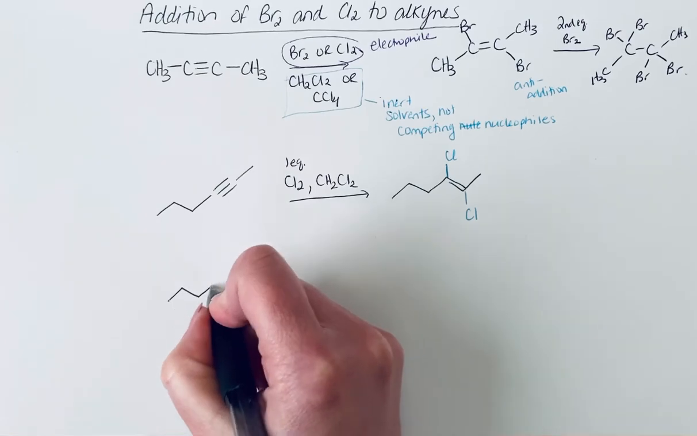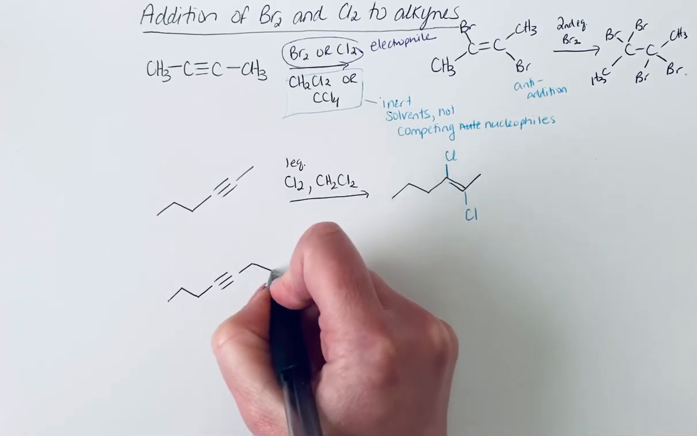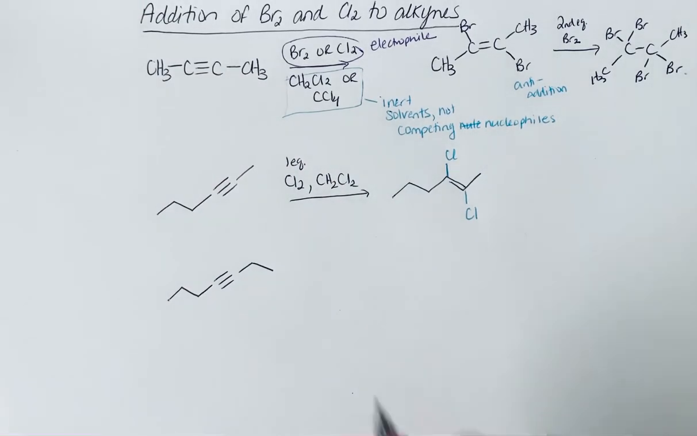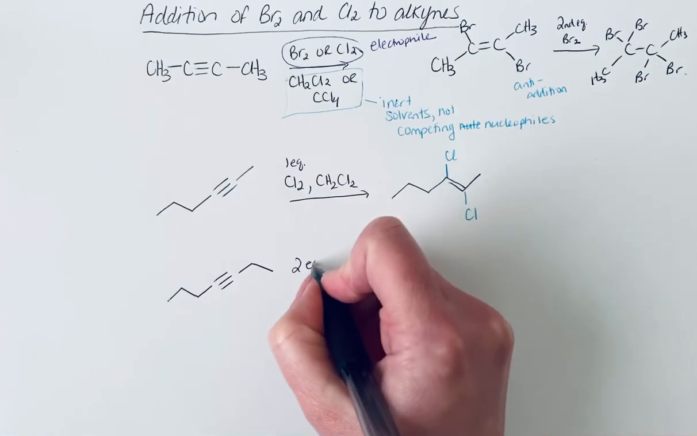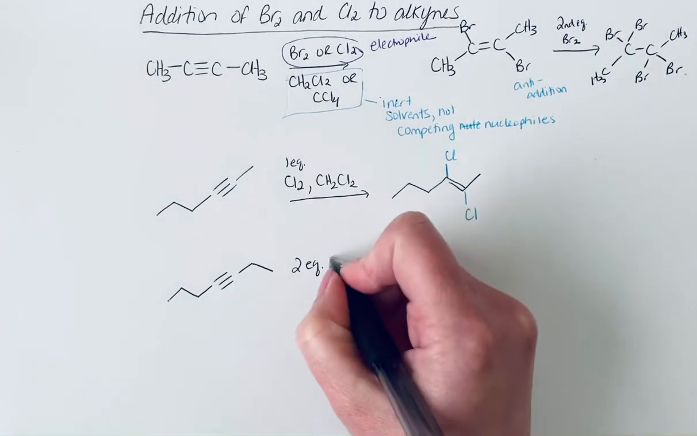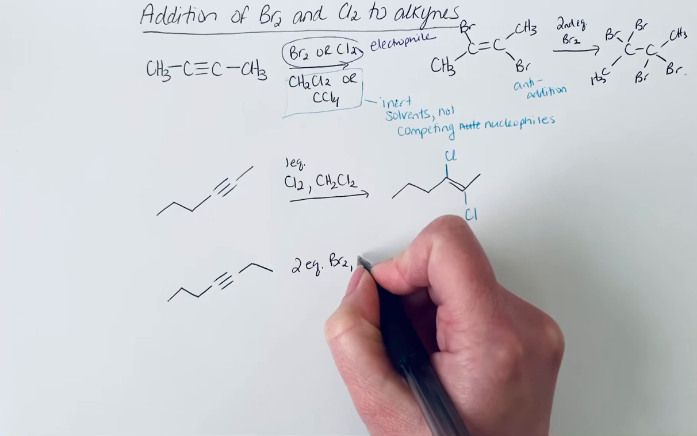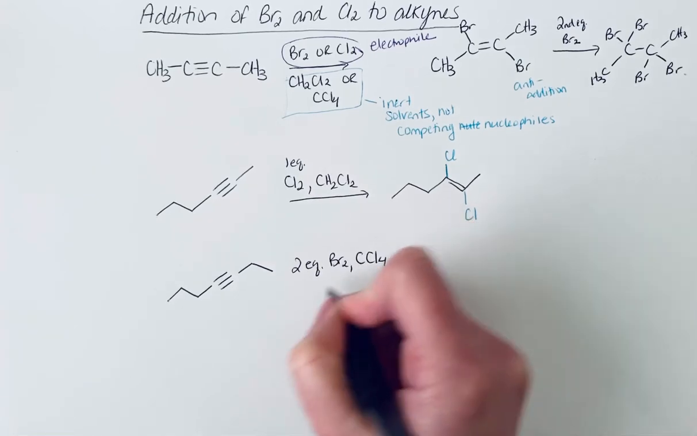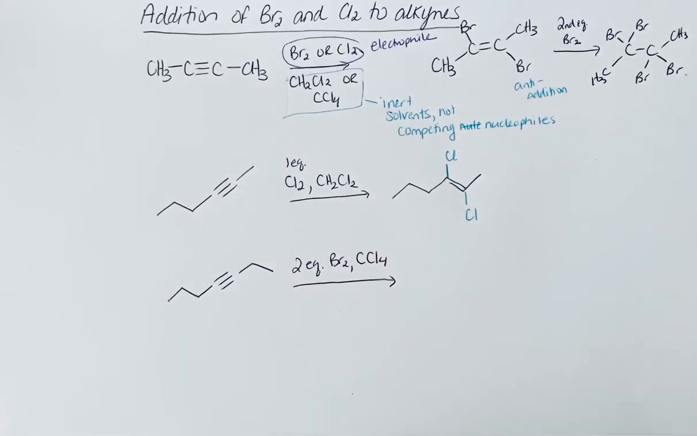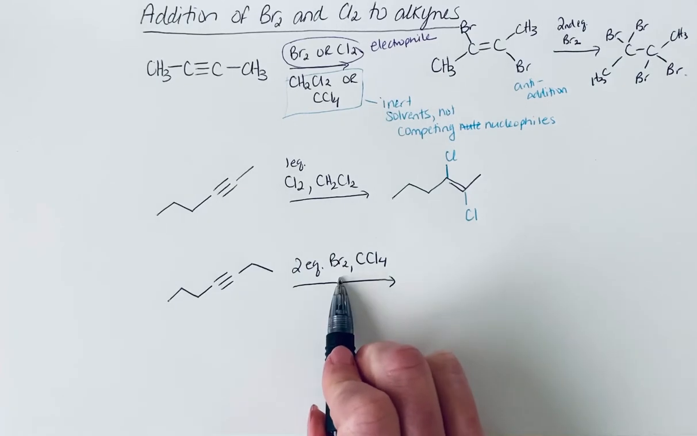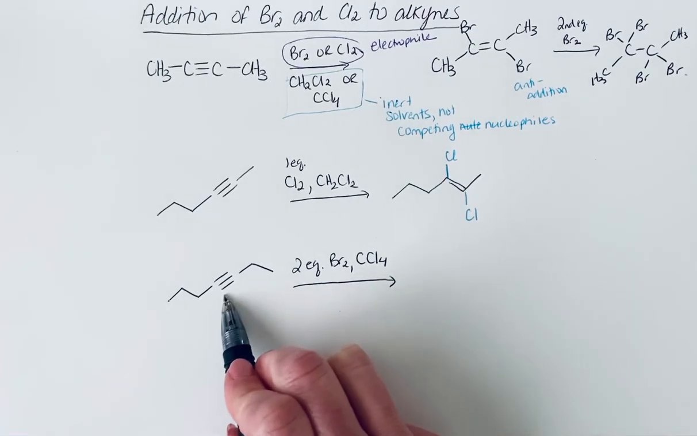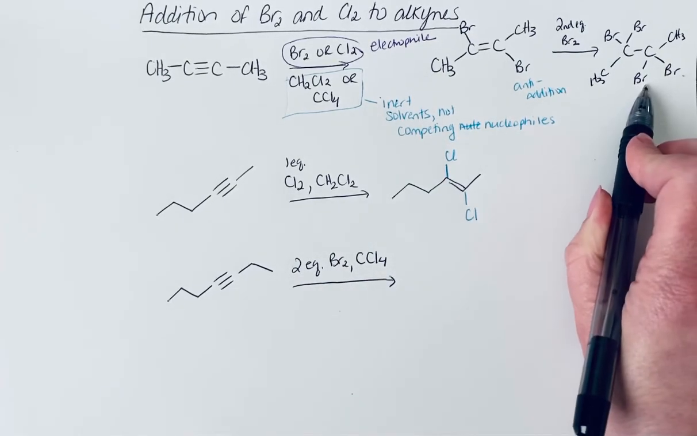In another example, so we draw a different alkyne, if we used 2 equivalents of our halogen, and let's use bromine for this example, and we will use carbon tetrachloride as the solvent, what we will see is that 2 equivalents of bromine add across that alkyne, like we saw up here.